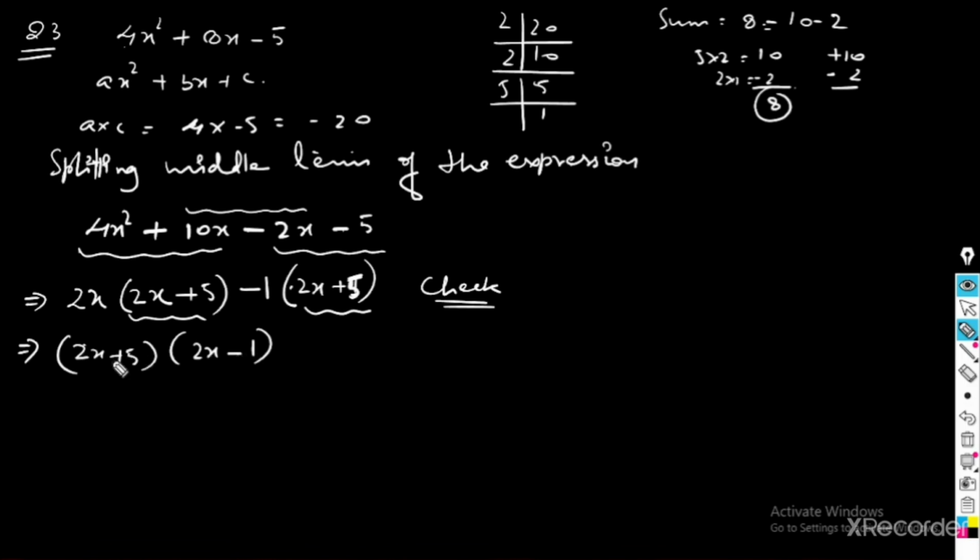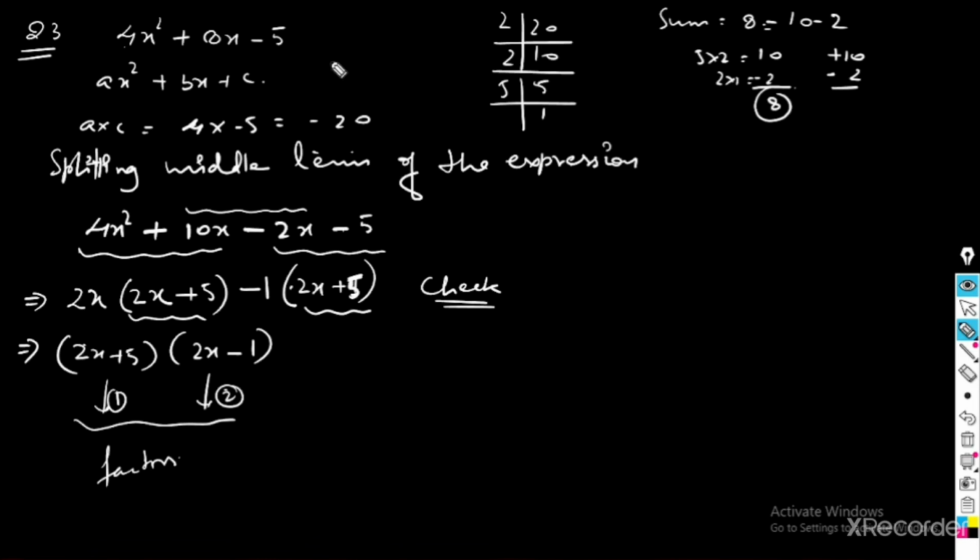When you take the commons out, you are left with this, and these two are your factors. This is your first factor, this is your second factor, and this is how you can factorize this expression. Understood? So I hope with this everything is clear to you.